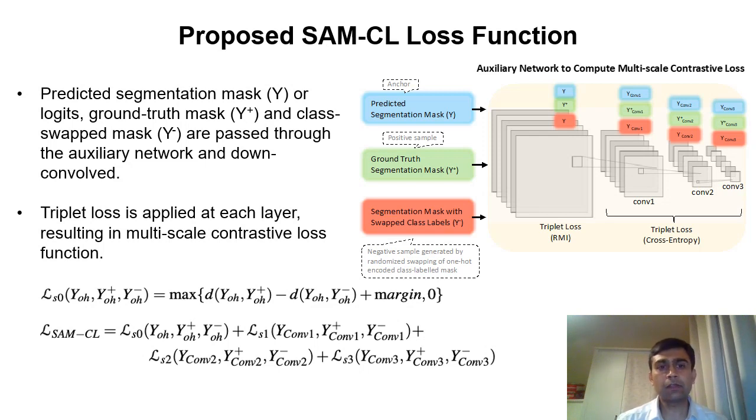This class swapped mask serves as a negative sample, thereby enabling us to compute the triplet loss. In this work, we use RMI loss as a distance function to calculate the initial triplet loss. However, the SAMCL framework can flexibly utilize other distance functions as well.